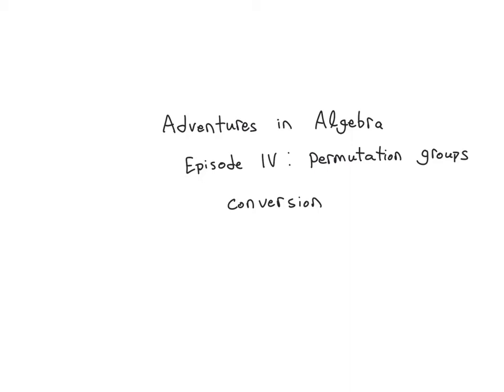In this video, we will discuss how to convert between one-line notation and cycle notation for permutations. We'll also prove that permutations of finite sets have a cycle decomposition. We'll finally finish by discussing my card shuffling problem.